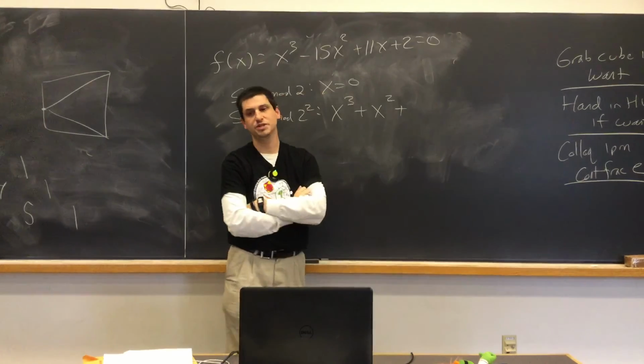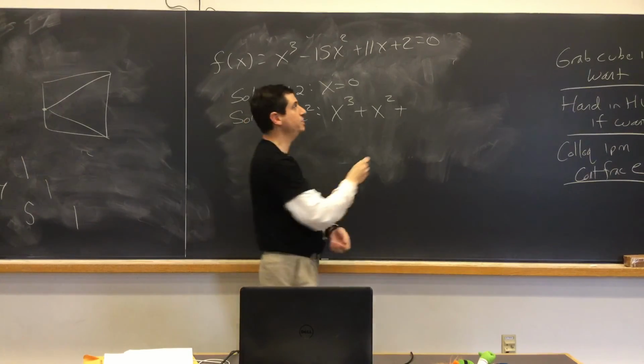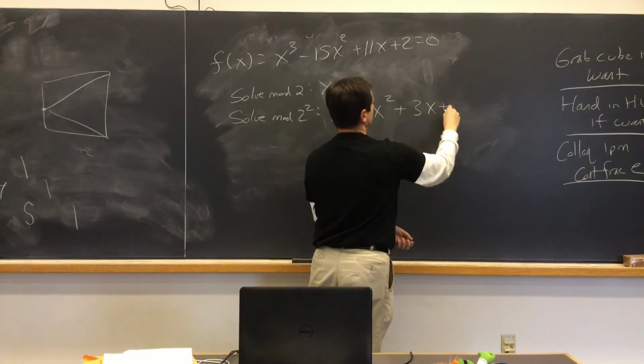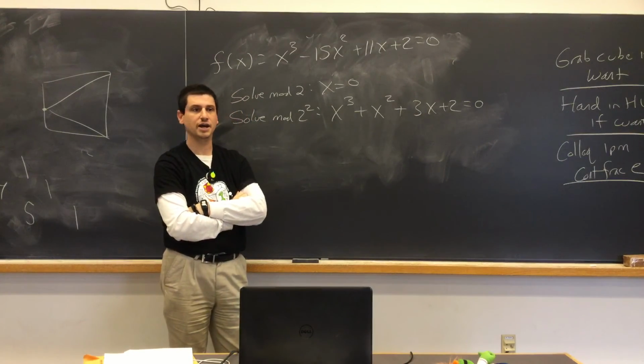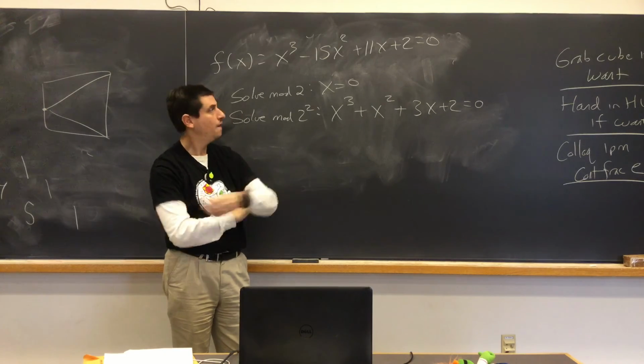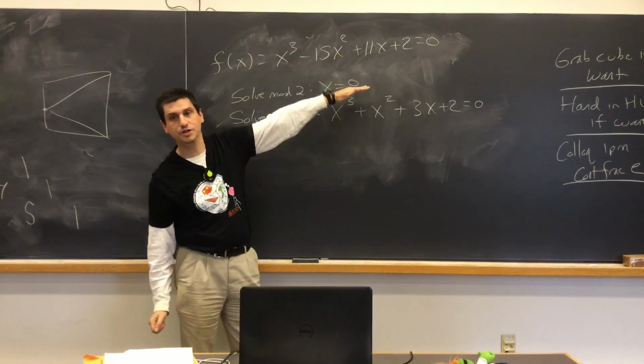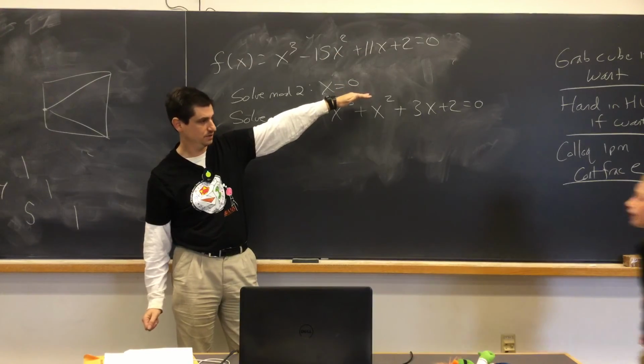What about 11x? What does that look like? That would just be 3x plus 2 equals 0. And now I want to try solutions that are 0, 1, 2, or 3. But we know when we look at it mod 2 that the solution was a 0.